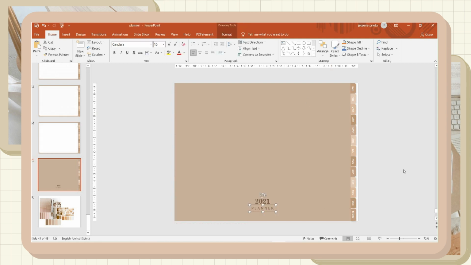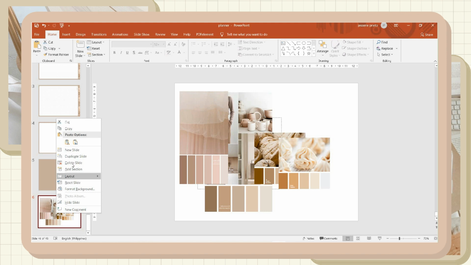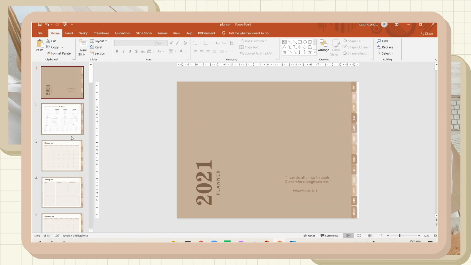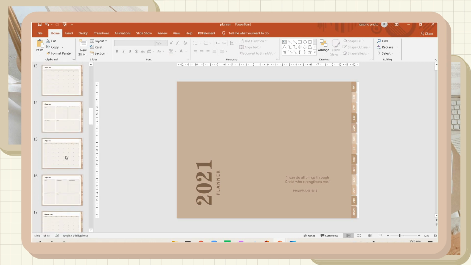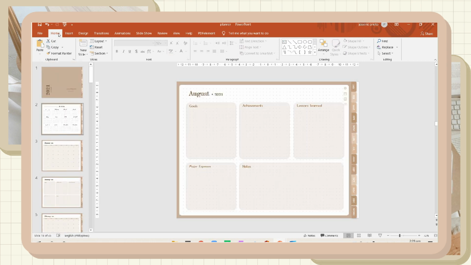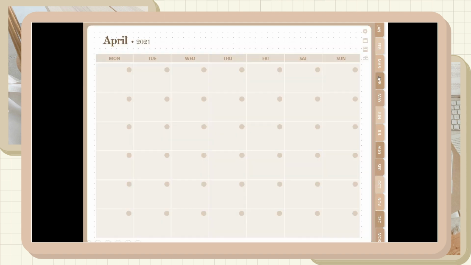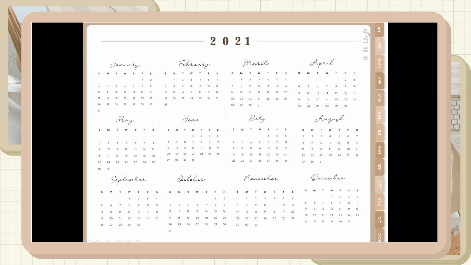And lastly, for the cover page, I just added this 2021 planner text at the bottom, so you can delete the tabs in this portion of the planner or leave it as it is. And I'm going to delete the last page that includes the photos of the color palette. To test if the pages will link in the tabs are correct, set the slides to presentation mode and then click the tabs and the other portion of your planner.